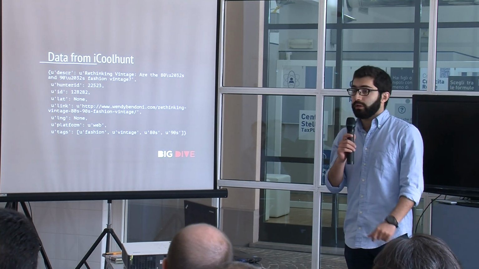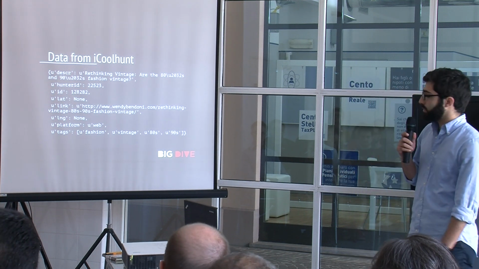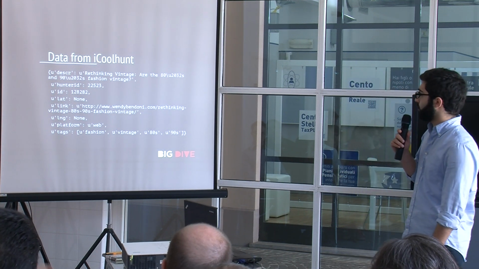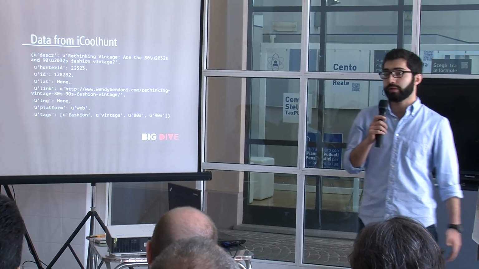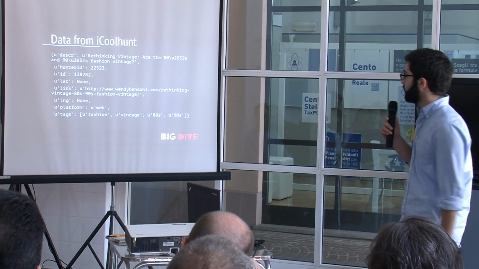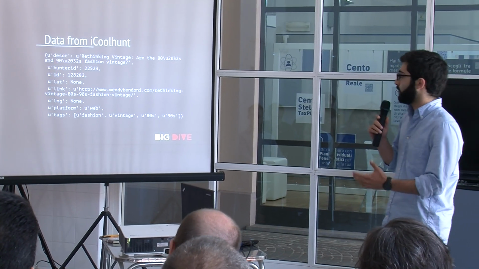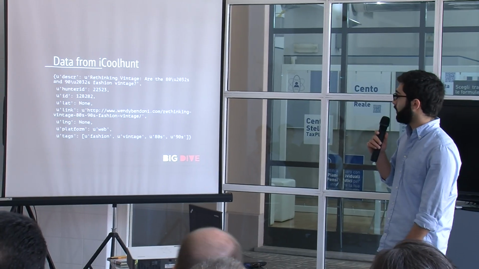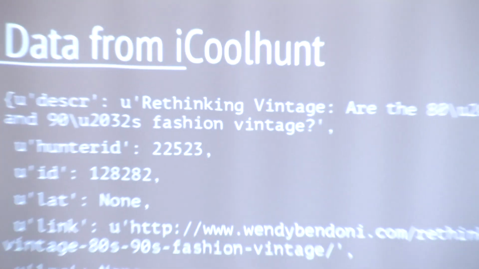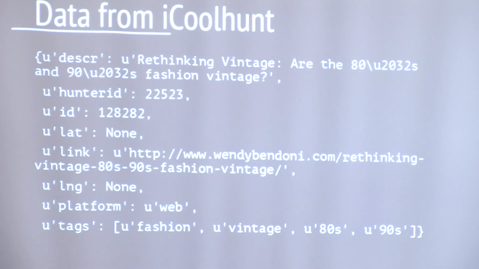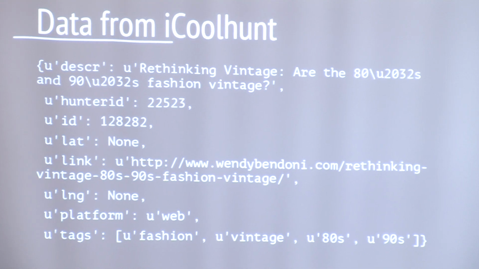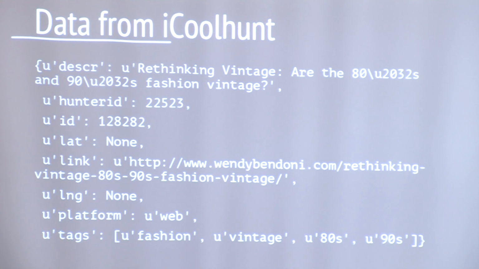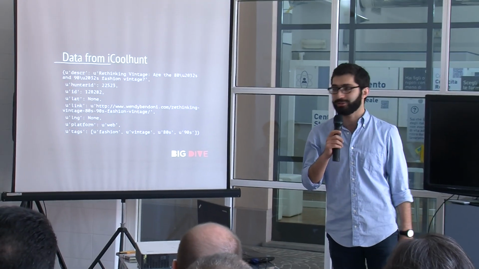The raw data that we got from iCoolhunt was a set of JSON dumps, as you already know. We used only one, which describes the prey. In that data, each object is a prey with the relevant fields. You can see an example: description, tags, and basically what we needed from here were the tags and the ID so that we could scrape the images.